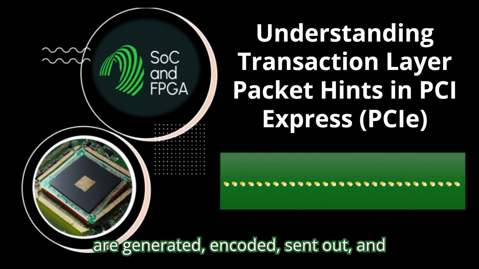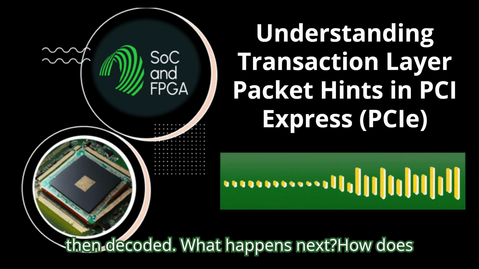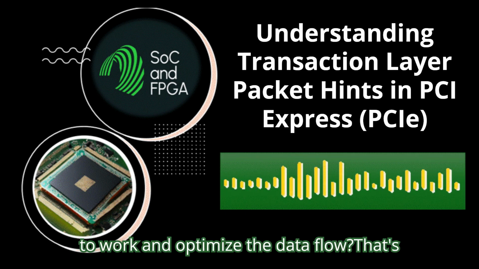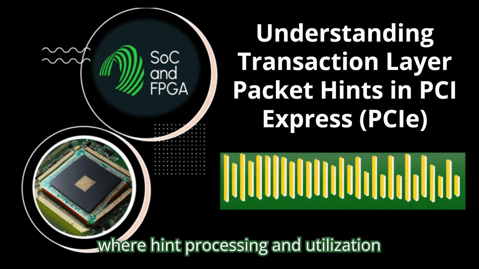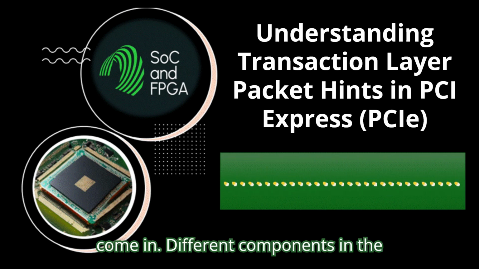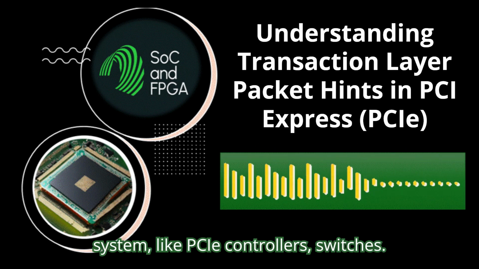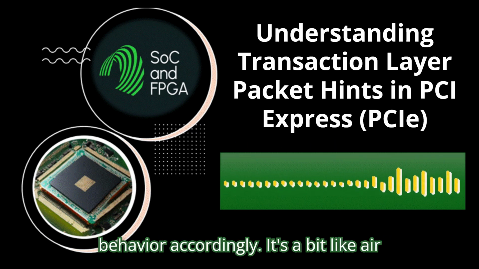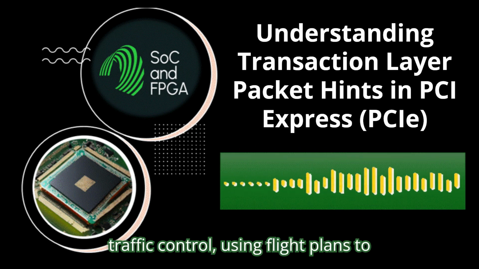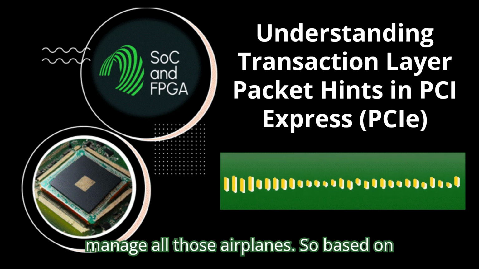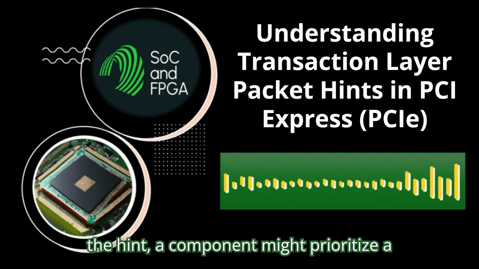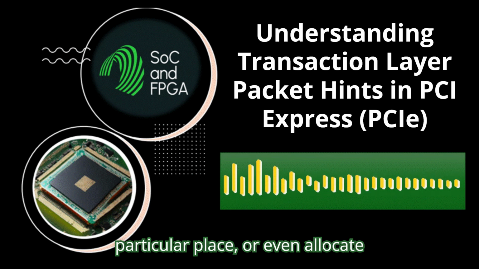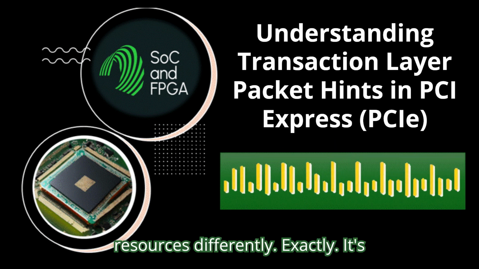Okay, so the hints are generated, encoded, sent out, and then decoded. What happens next? How does the system actually put this information to work and optimize the data flow? That's where hint processing and utilization come in. Different components in the system, like PCIe controllers, switches, endpoints, they're all designed to read these hints and then change their behavior accordingly. It's a bit like air traffic control, using flight plans to manage all those airplanes. So, based on the hint, a component might prioritize a specific data packet, send it to a particular place, or even allocate resources differently. Exactly.